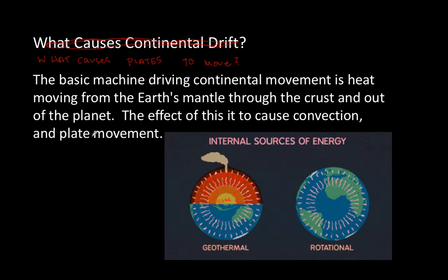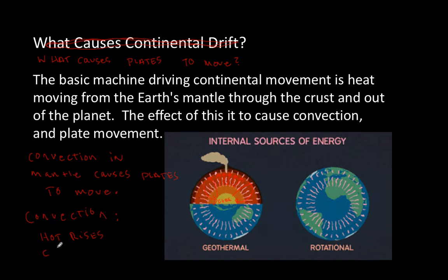But let's get back to our question. What causes plates to move? Well, convection in the mantle causes plates to move. And just so we're clear, convection: hot rises and cool sinks. That's just a very simple summary of the process of convection. And it's that process that causes the tectonic plates on the surface of the Earth to move about.